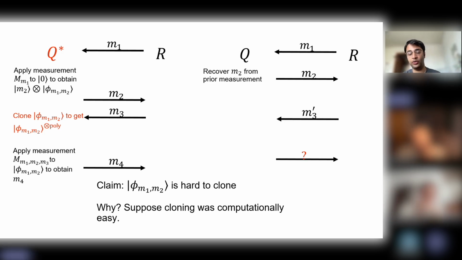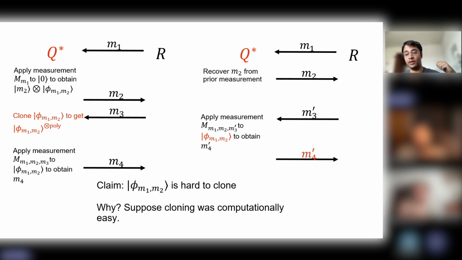Now in the future, when you try to get your second transcript, you recover M2 as before, and now Q star is going to say, hey, for M1, I gave you M2, so in order to get my fourth message, M4 prime, I'm just going to use one of the clones that I already made. So recall, the problem was constructing the state phi M1, M2 again from scratch. Now you have a bunch of these copies. You can just use one and measure to get M4 prime.